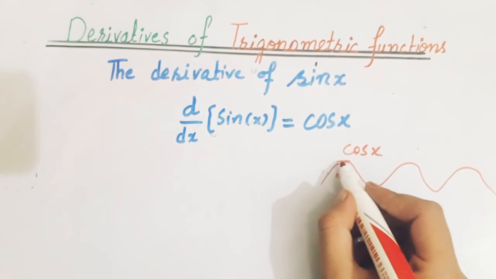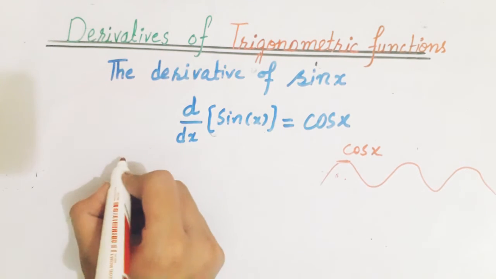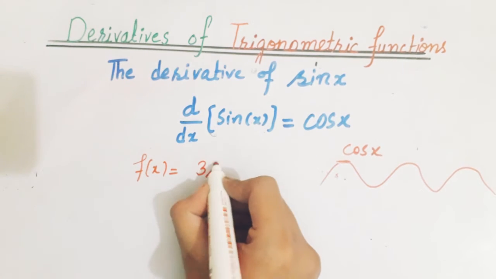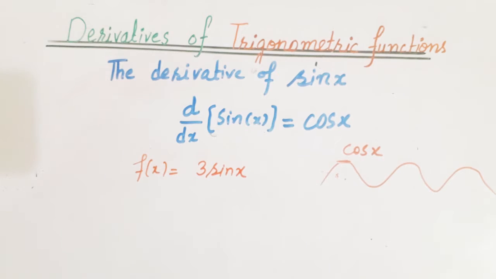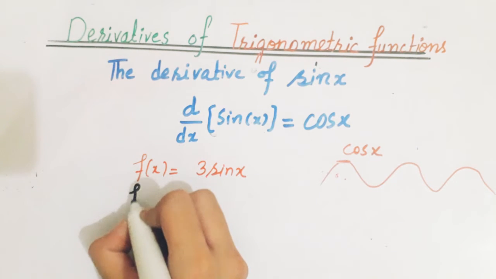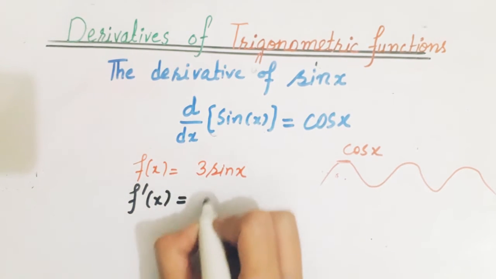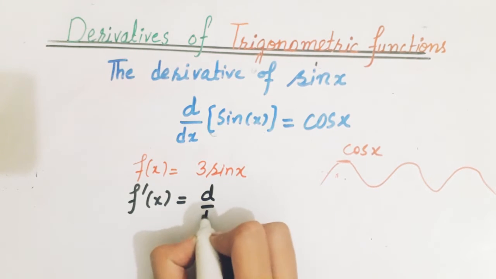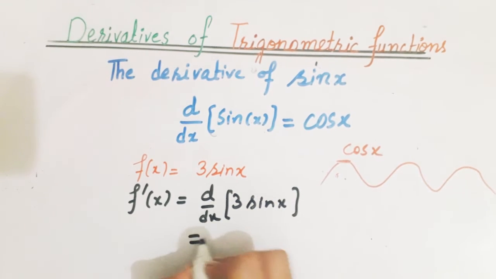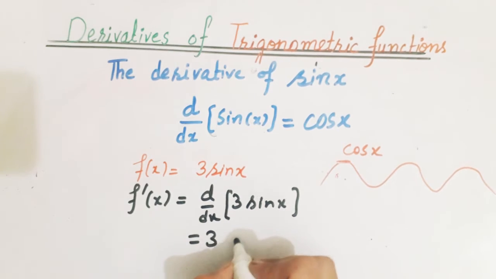Now we will find the derivative of a function like f of x equals 3 sine x. When you have to find the derivative of sine, you have to remember the formula, that the derivative of sine x is cos x. So you will differentiate this, d by dx of 3 sine of x. 3 is a constant, so it will be taken as common, and the differentiation of sine is cos x. So 3 cos x will be the answer.